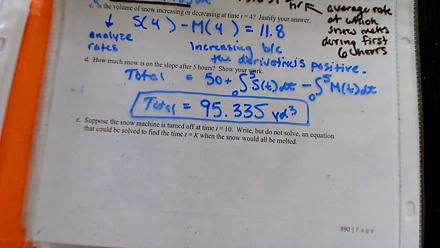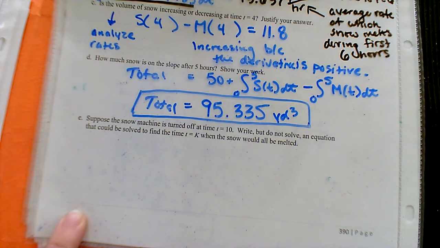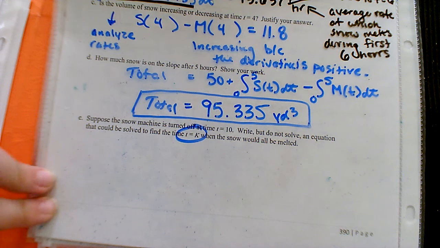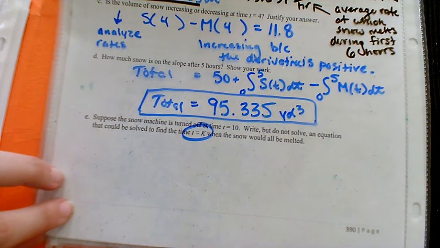Suppose the snow machine is turned off at time 10. So you're not really adding any more snow after that. You're just strictly losing snow. Write, but do not solve, an equation that could be solved to find the time, specifically K, whatever that point in time is, when the snow would all be melted.